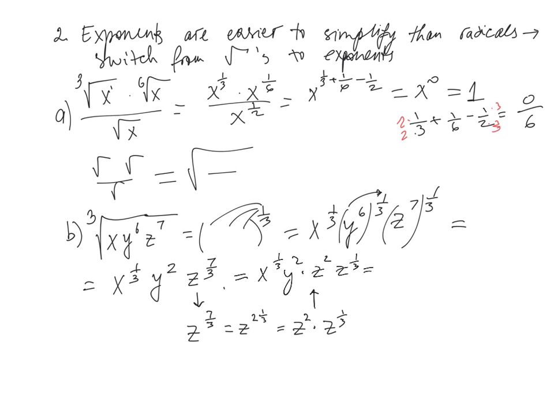So it is clear now that y squared and z squared are whole expressions, they don't need a radical, but x and z are raised to 1/3 power, so we can just go back to the radical and write it like this.